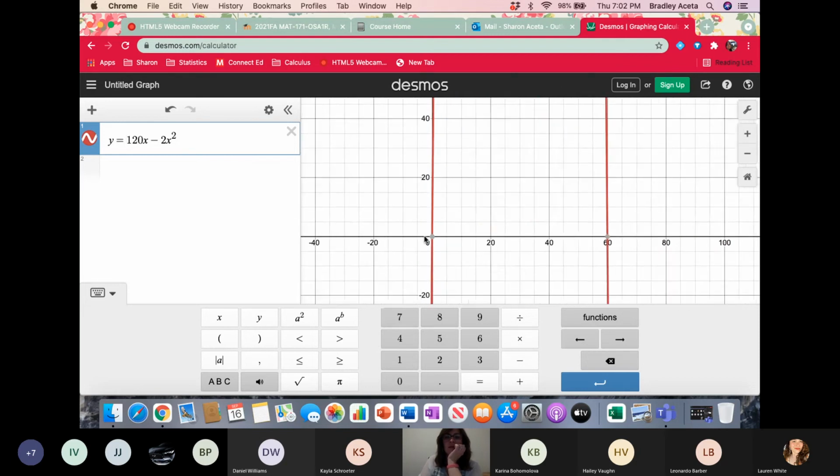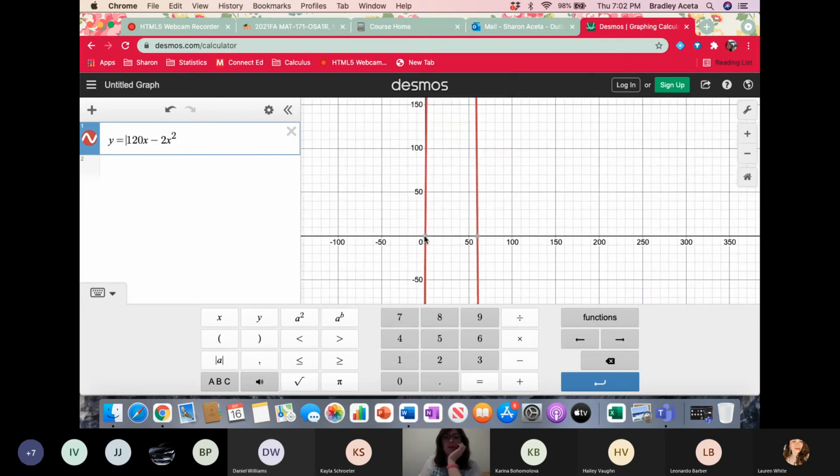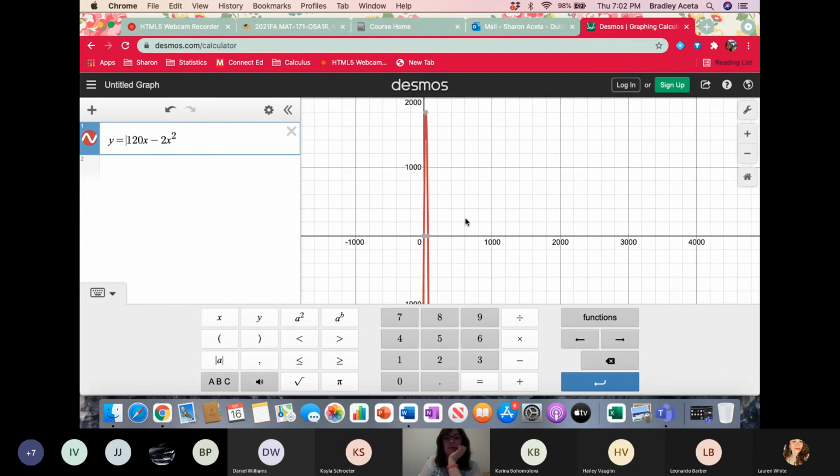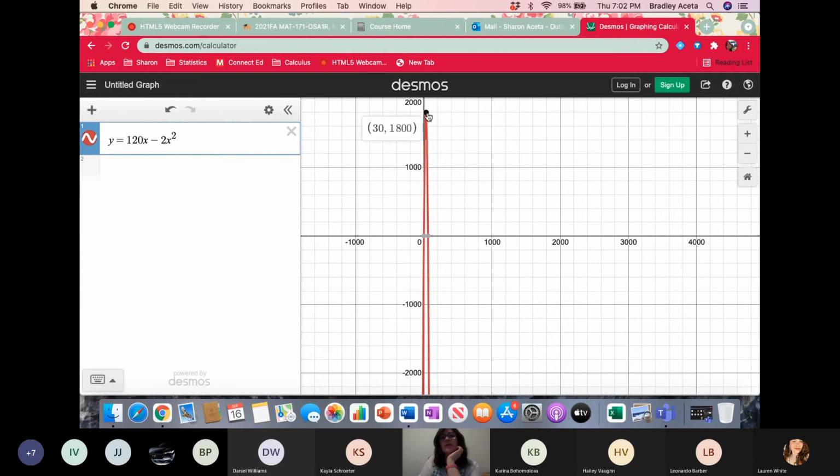Okay, yes. Now, I got to zoom out because look at how big this parabola is. Whoa, this is crazy. I can see it's all the way up here. If I put my cursor over it, it's at 30, 1800. So I actually want to change the window so it looks more like a parabola. And the way that I've learned how to do this is you go to the wrench.